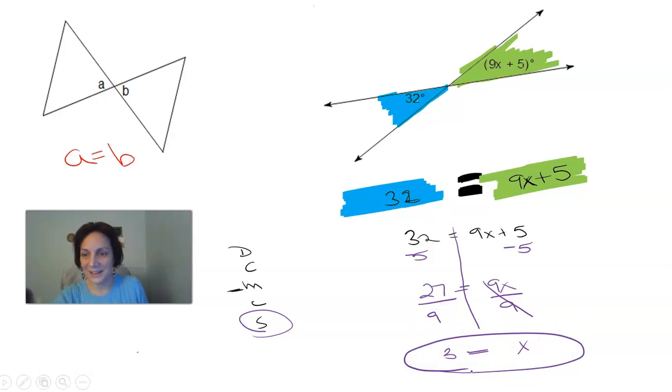And we got it. Now look, I can go up here and check that. 9 times 3 is 27, plus 5 is 32. 32 equals 32. We got it.